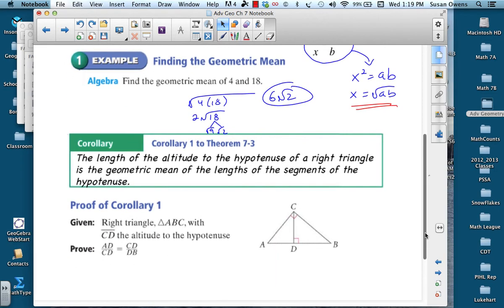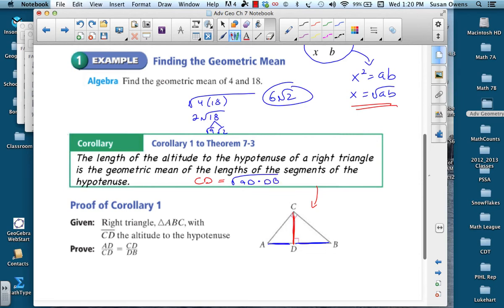Okay. Now, we have a corollary to this that says the length of an altitude to the hypotenuse of a right triangle is the geometric mean of the lengths of the segments of the hypotenuse. So what this one is saying, if you look at the picture below, is if you take the length of the altitude, so that's going to be CD, it's the geometric mean of the two parts of the hypotenuse that it separates. So it would be the geometric mean of AD and DB.